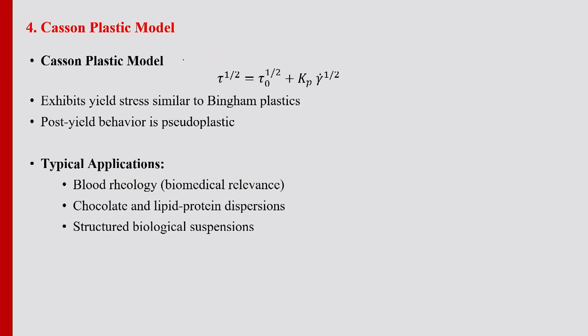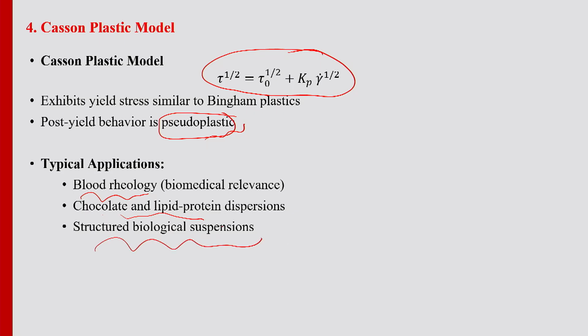The last one is the Casson plastic model, with a root of tau naught. After some time, post yield, it behaves as a pseudoplastic. The previous one behaved as a Newtonian fluid, but here it behaves as a pseudoplastic. Examples include blood rheology, chocolate, and lipid protein dispersions. Structured biological suspensions come under the Casson plastic model fluids.